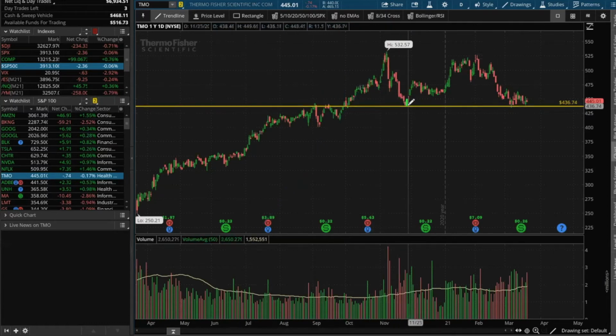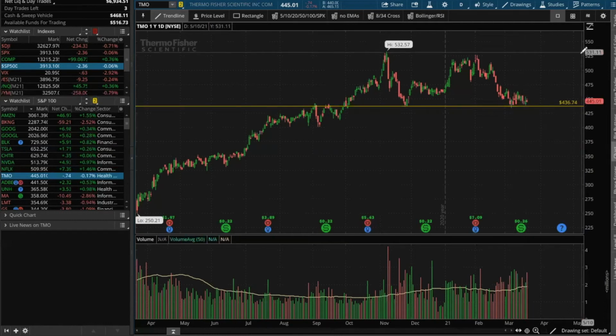And then it comes down, tests that line again as support, pulls up, not as high, but then it rips up some more at the beginning of the year. And then now we're back at that area of support. And it looks to be pretty strong because you have 1, 2, 3, 4, 5, 6, 7 days right there. So there's building up of consolidation. And looking at volume, there's some consolidation there. Looks like there's some folks that are accumulating and holding the line, right?